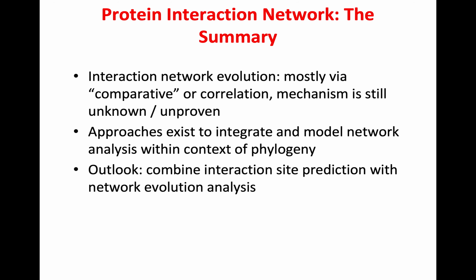So what I would like to summarize on the protein interaction network, without going into too much detail because again this is online: the evolution is mostly done via comparative correlation. The mechanism, of course, is still unknown or unproven. Again, you can prove it, but via experimental approaches. Approaches exist to integrate and model network analysis within the context of phylogeny, and the outlook is that you could combine interaction site prediction with network evolution analysis. So there you have it on protein-protein network interaction, the simplest that I could summarize.